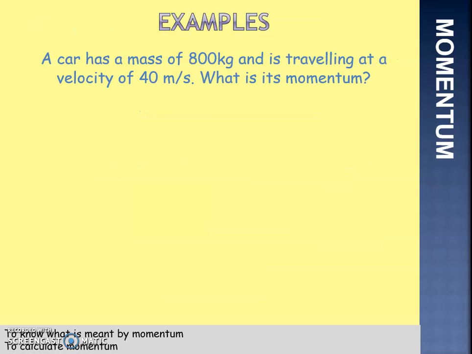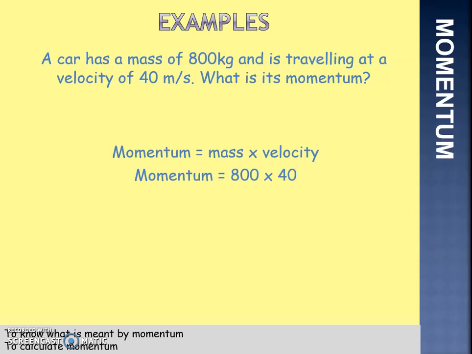So a quick example, a car's got a mass of 800 kilograms and is travelling at a velocity of 40 meters per second. What's its momentum? Momentum is mass times velocity, so that's 800 times 40, giving us 32,000 kilogram meters per second.